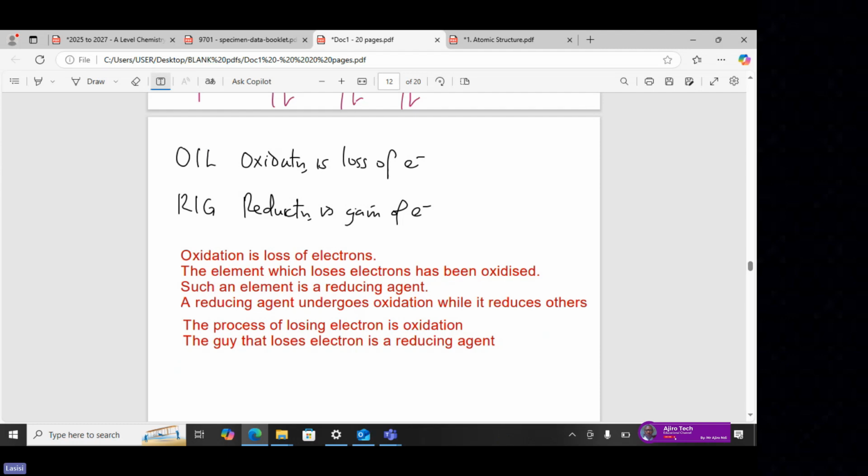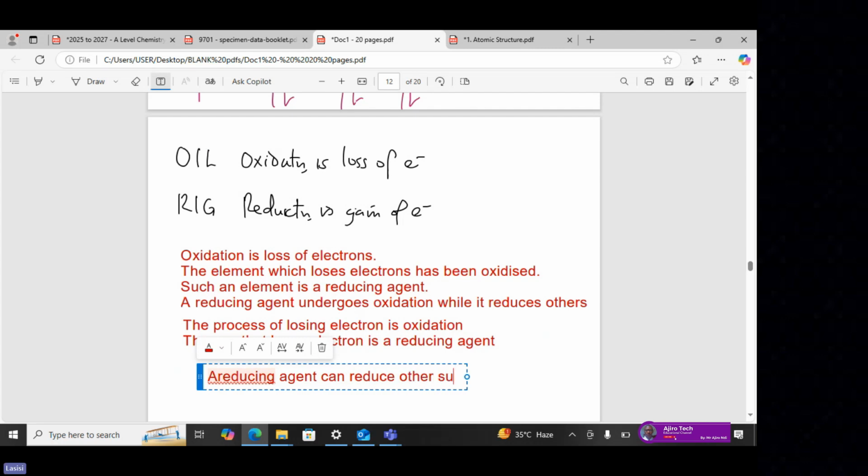So now, a reducing agent can reduce others. A reducing agent can reduce substances while itself is oxidized in the process. Itself is what? It is oxidized in the process.